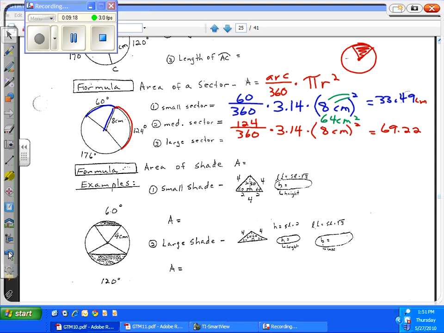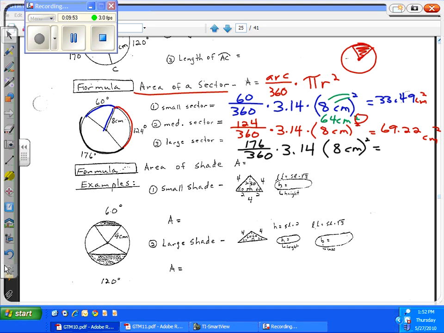And the unit was centimeters. We're dealing with area though, right? And so we had that centimeter square. So square centimeters, excuse me. The area of the larger sector, its arc was 176. So 176 over 360 times pi, which is 3.14, times the radius square.